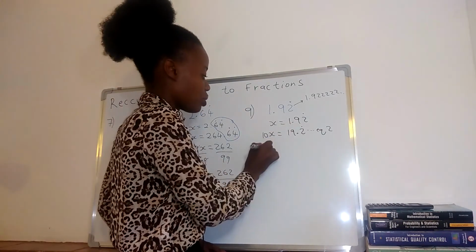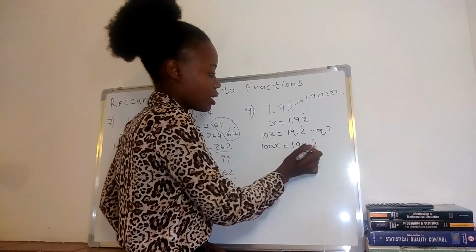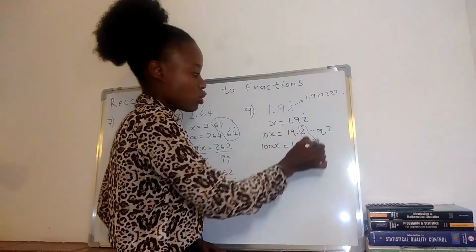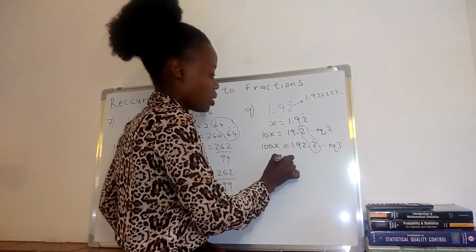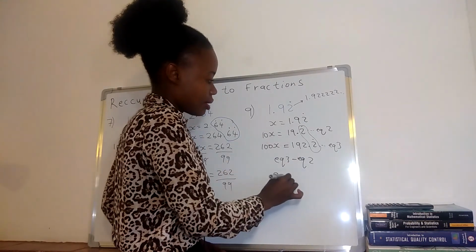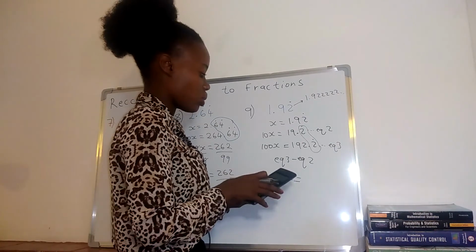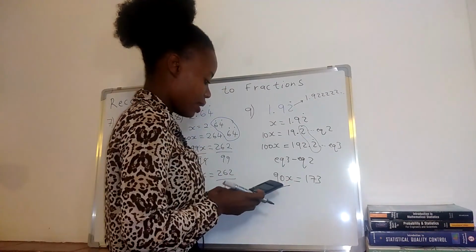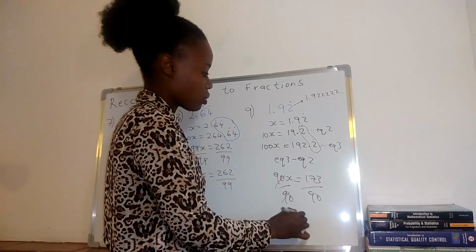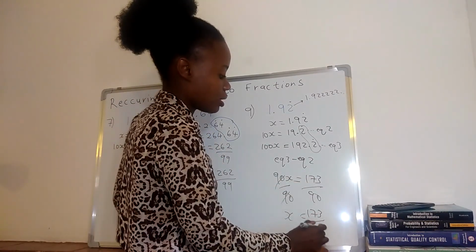Then equation 3, we want another one where immediately after the decimal is a recurring number. We multiply by 10 again. So we have 100x is equals to 192.2 recurring. You can see that this one immediately after the decimal is a recurring number. So they are going to cancel each other. So equation 3 minus equation 2. 100x minus 10x is 90x equals to 192 minus 19 equals to 173. We divide by 90 both sides. So x is equals to 173 over 90. It's in its simplest form.